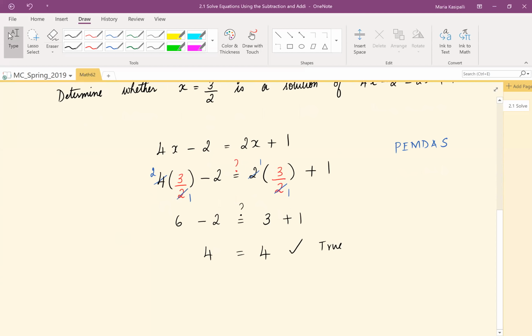This symbol here means implies. So this implies x equals 3 over 2 is a solution of the given equation. We always like to box the answers so that we know we've come to the end of the problem. Okay? So let's try maybe another problem for practice.